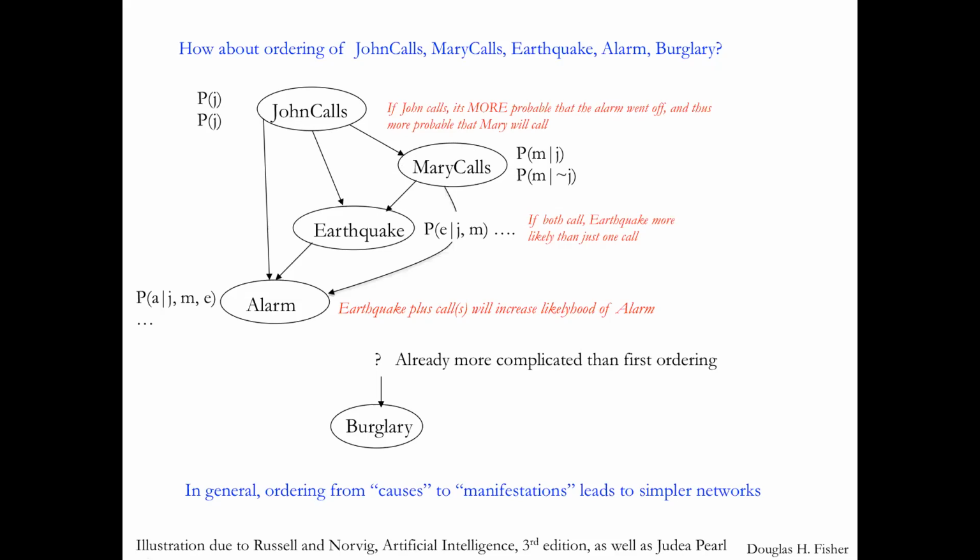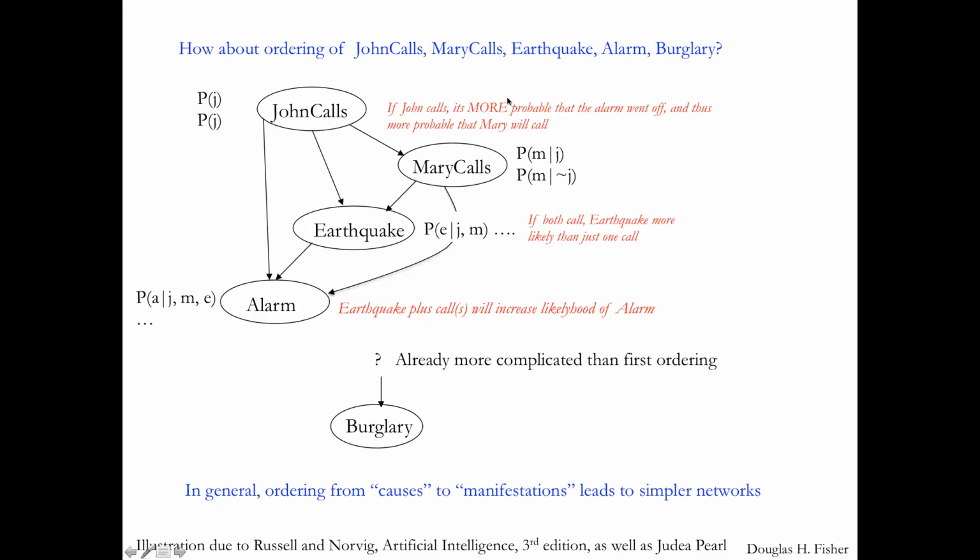If John calls, the conditional probability of an alarm is increased, and if the conditional probability of an alarm is increased based on the available evidence, then the likelihood that Mary is going to call has gone up as well.